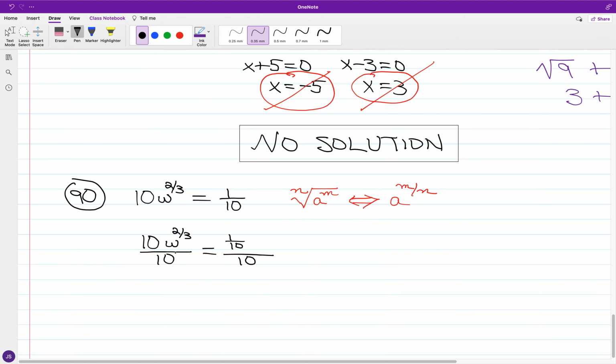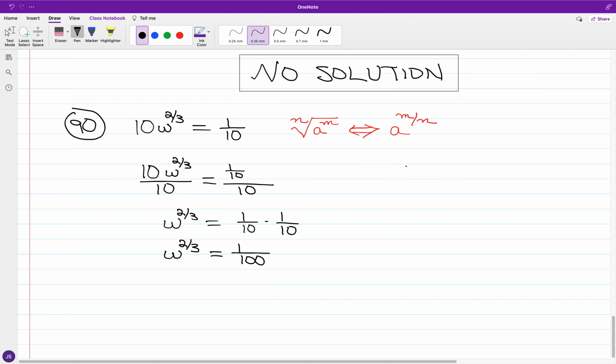Okay, so you got 10w to the 2/3 over 10. So this would be w to the 2/3. Now for 1/10 divided by 10, that's like taking 1/10, and if you divide by 10, that's like multiplying by the reciprocal of 10. So you have like 1/10 of 1/10. So right now we have w to the 2/3 is equal to 1 over 100.